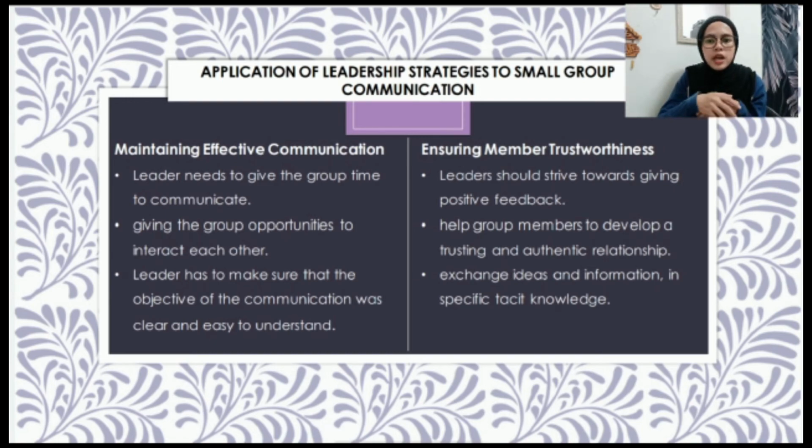Furthermore, they can exchange ideas and information in specific basic knowledge. Being trusted by the group actually enhances the negotiation process, and during brainstorming sessions, group members will become more interested in taking chances and bringing up any concerns that may affect the ability to do their task.